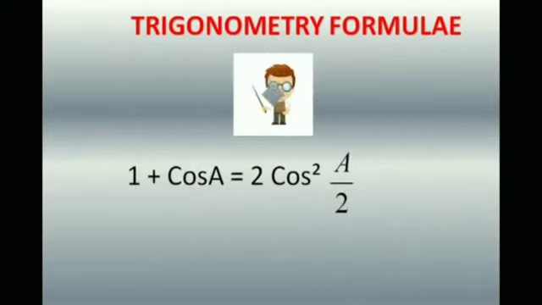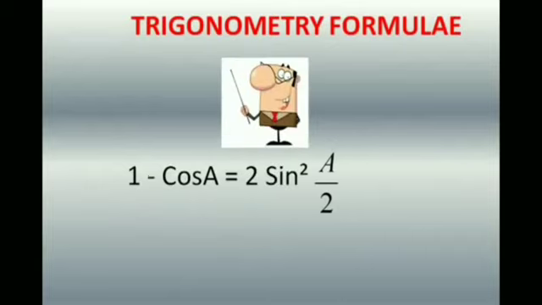1 plus cos a can be written as 2 cos square a by 2. This is very important. I am telling you so many times, just remember this, just mark it up. 1 plus cos a is 2 cos square a by 2. Same way, equally important, 1 minus cos a is 2 sin square a by 2. Very important submultiple formulas. If you remember these, your life will be very easy.